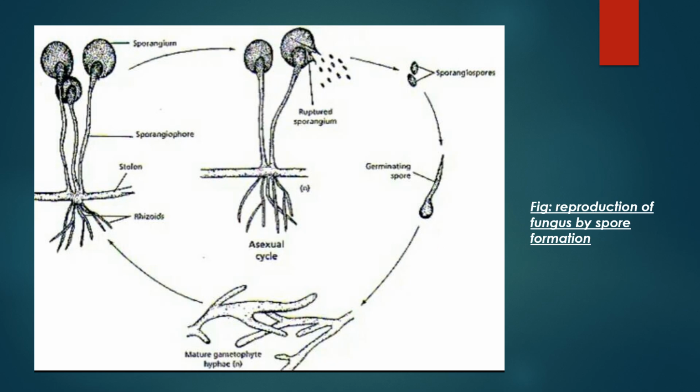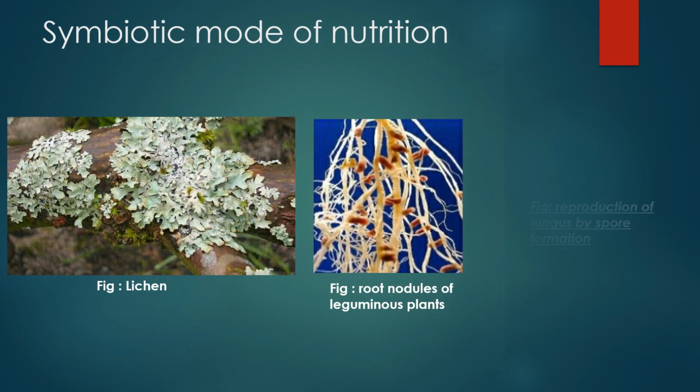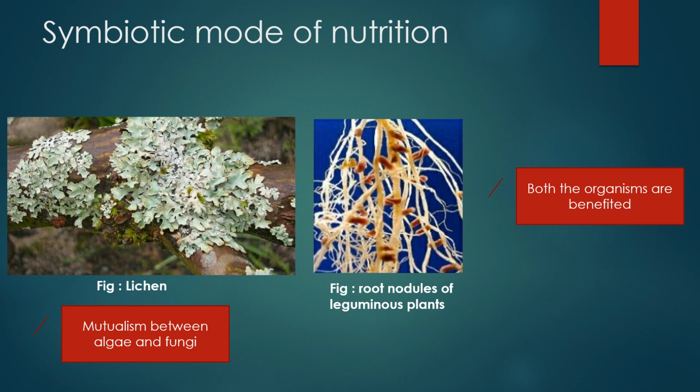So the next mode of nutrition is the symbiotic mode of nutrition. In that particular case, both the organisms are benefited. So it's an association of two different organisms. Now in the first case, the lichen, it's an association of algae and fungi, and both the algae and fungi are benefited. Now how? Algae are important for the production of food, and fungi provide shelter to the algae. So by this mutualistic behavior, they can survive in the environment.